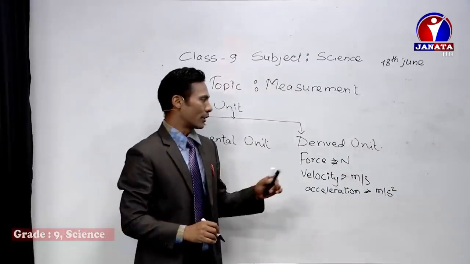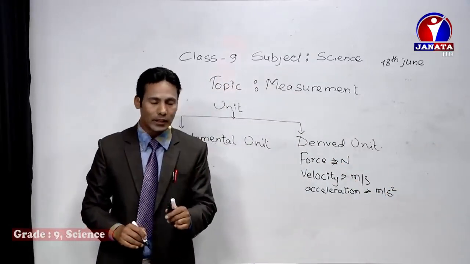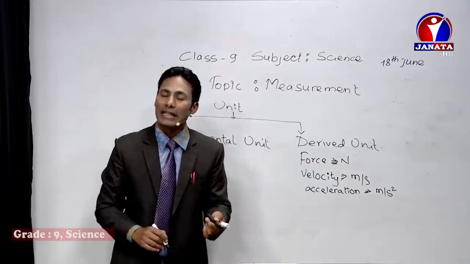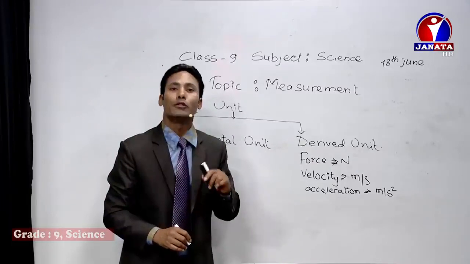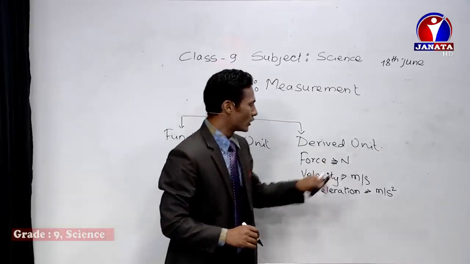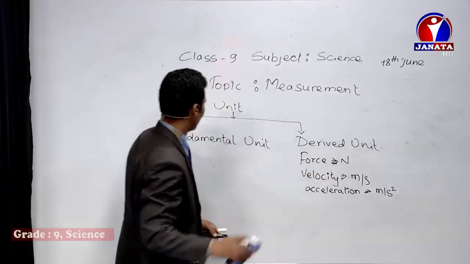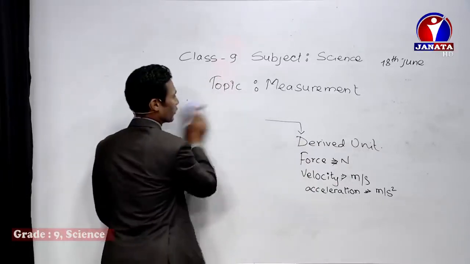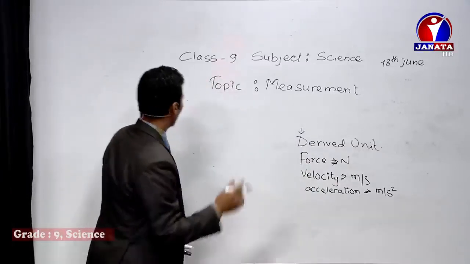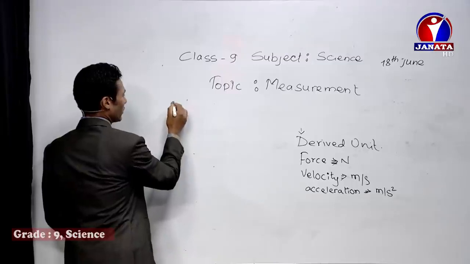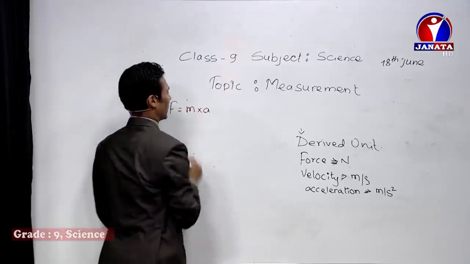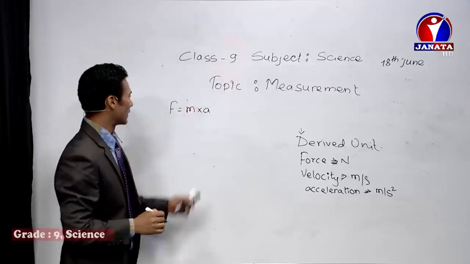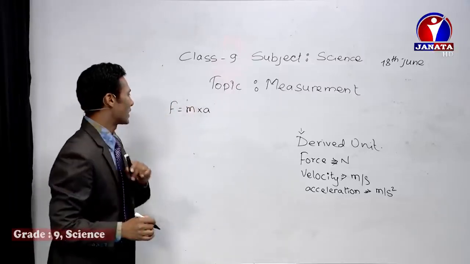There is another definition for derived units: the units which can be expressed in terms of fundamental units are called derived units. For example, this Newton. Let me show why it is called a derived unit. The formula for measuring force is mass into acceleration. This is the formula: force equals mass into acceleration.